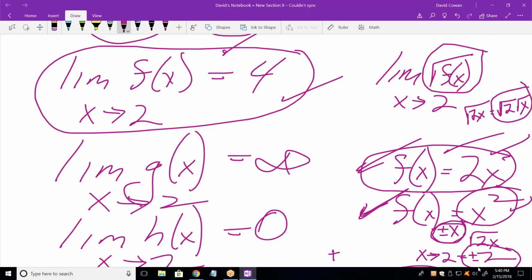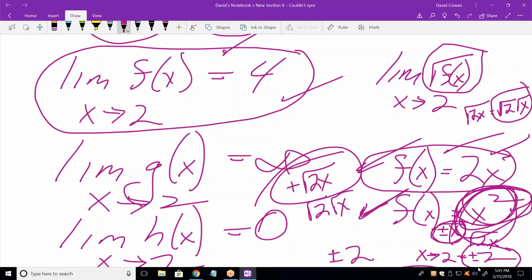So it seems to me we have 2 possible answers. Plus or minus 2 if the original function is x squared, or plus square root of 2 square root of x, or square root of 2x. Plus only. Okay. And I don't know how you're supposed to tell the difference. I'll have to ask him what he wanted to see on that. In other words, this is not enough information. I can think of 2 functions where that's the case.